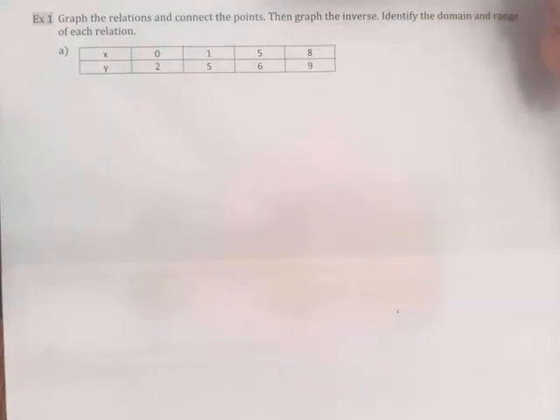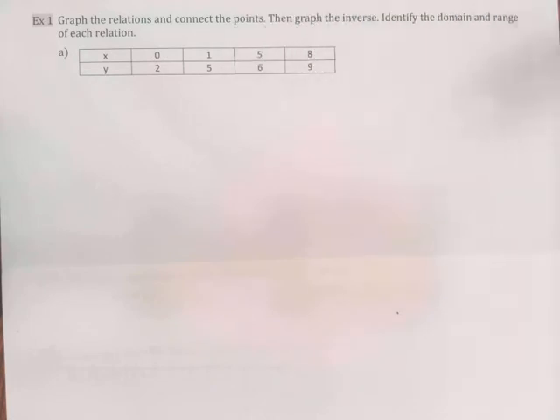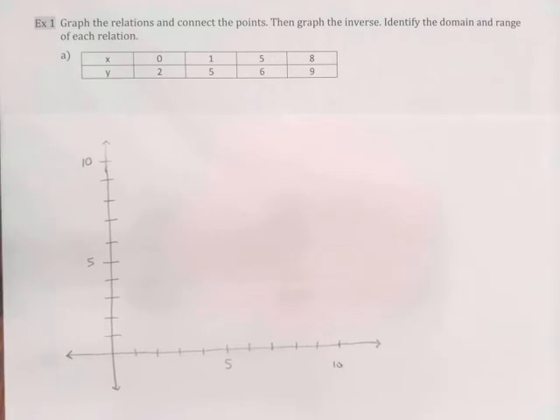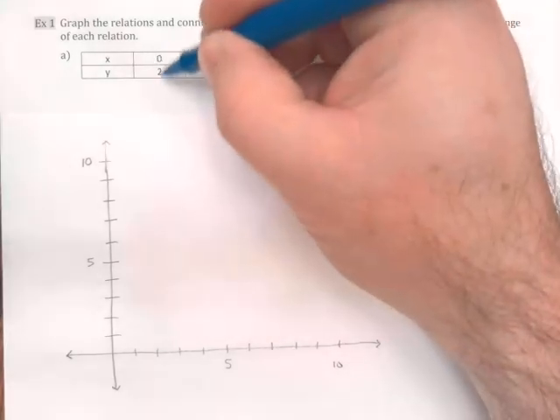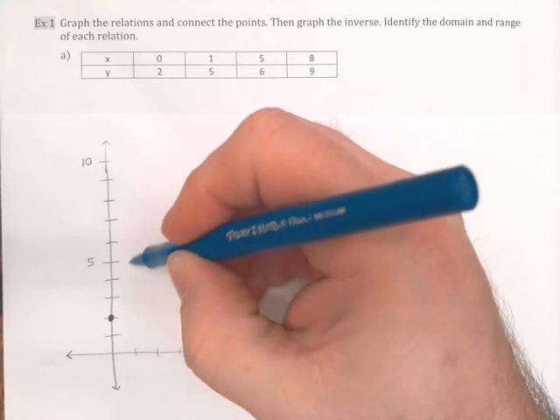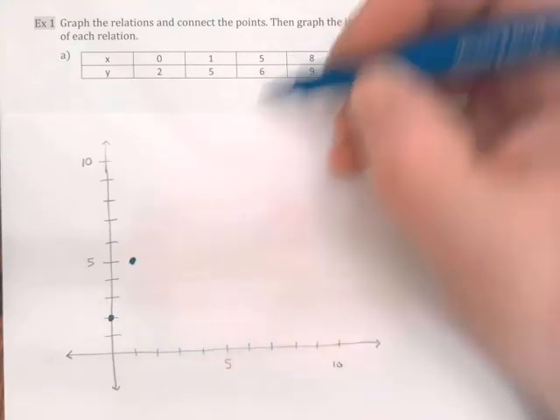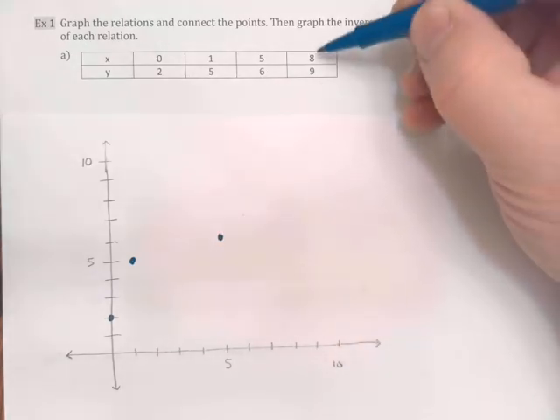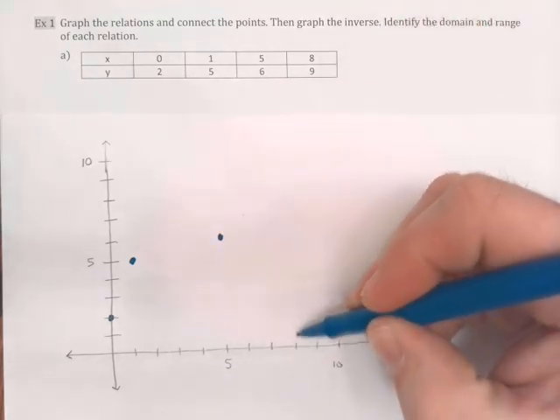A relation is a set of ordered pairs, and you can see in this table we have 4 different ordered pairs organized in this XY table. So I'm going to start by graphing these 4 points. The first point is the point (0, 2). And then we have the point (1, 5). The point (5, 6). And the point (8, 9).